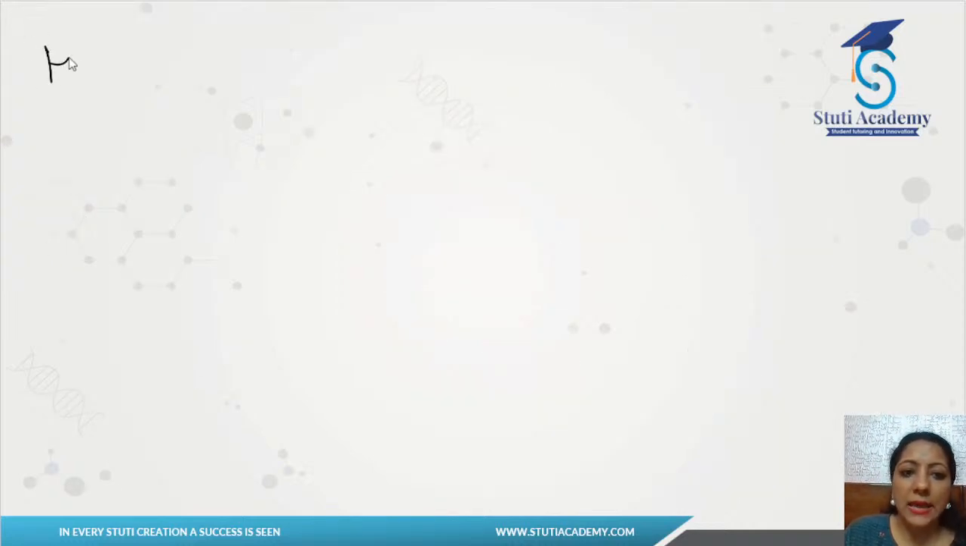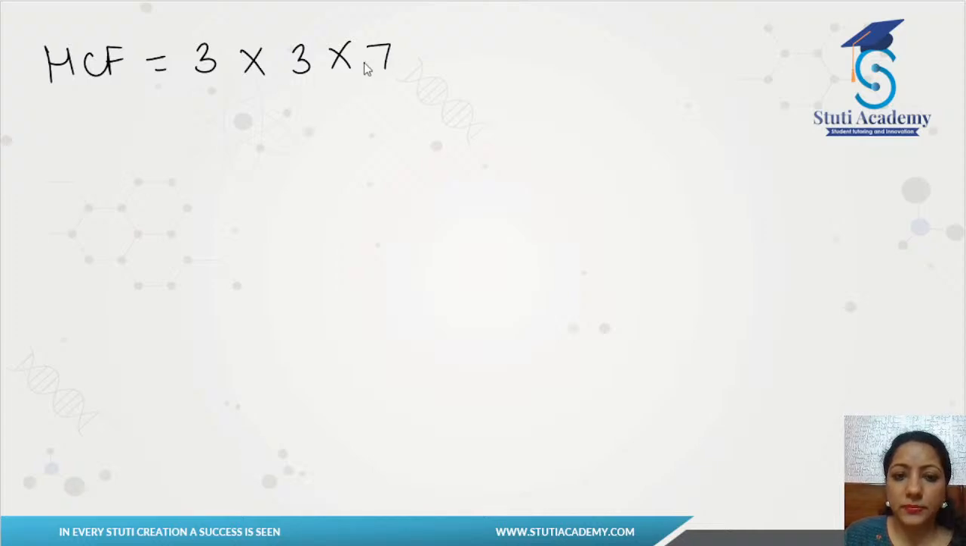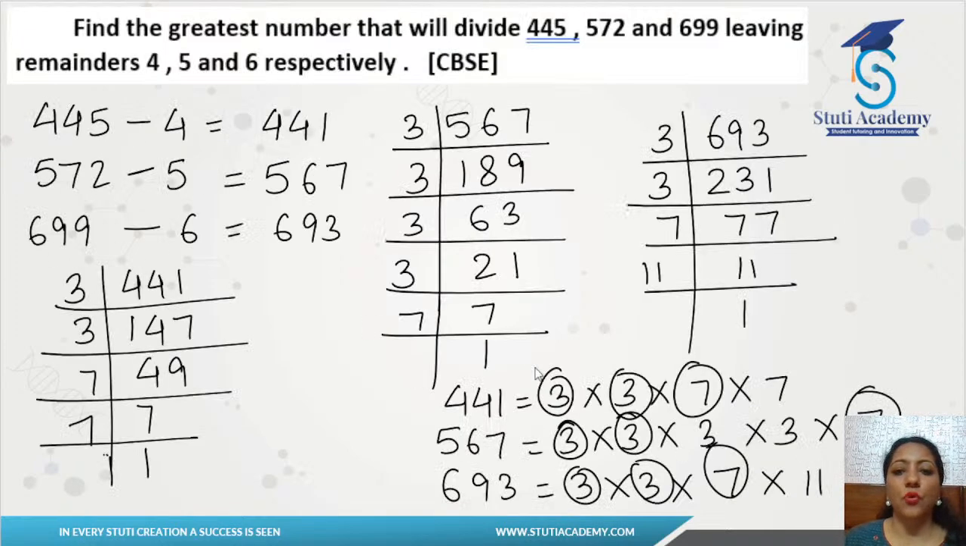So finally, the HCF here would be 3 into 3 into, and we have 1 7 here. So 3 into 3 is 9. 9 into 7 will give us 63. So HCF here is 63. HCF of 441, 567 and 693 is 63. This we've already solved for.